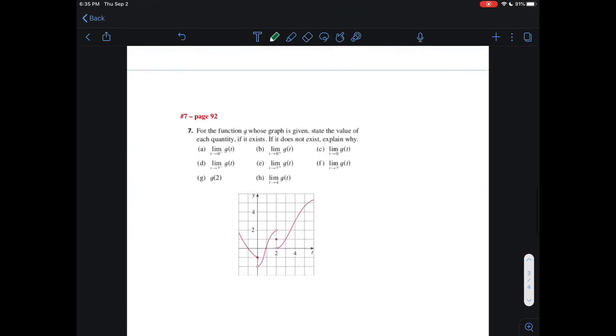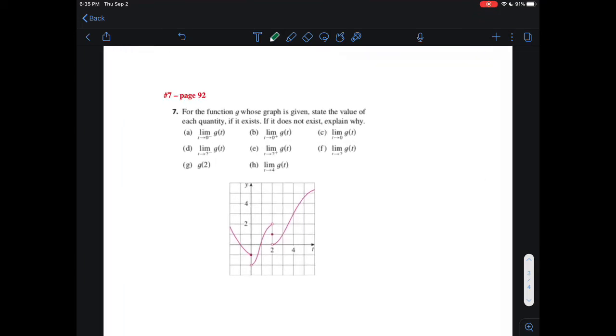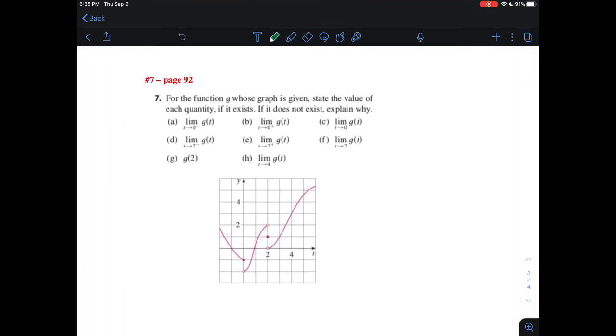So now here's an example from the book, number 7 on page 92. This is just going to be some practice of finding some left or right-handed limits, and then also some limits just overall. So for the function g, whose graph is given, state the value of each quantity if it exists. If it does not exist, explain why.